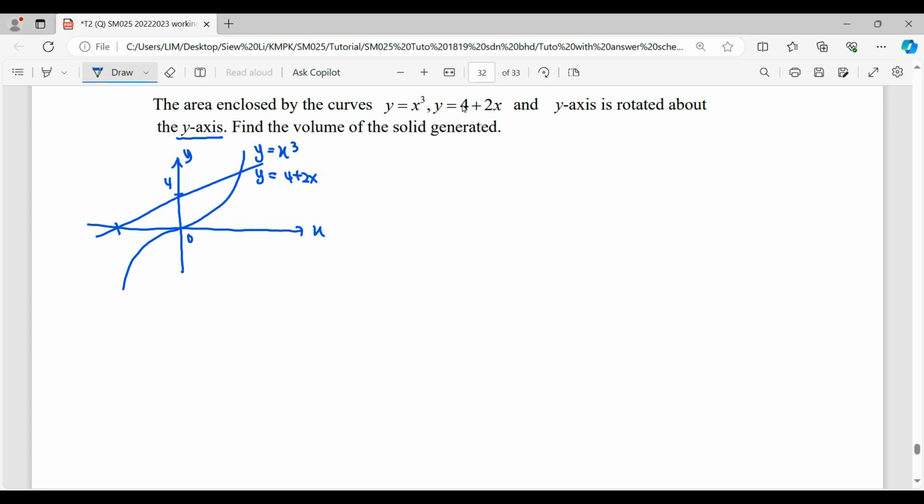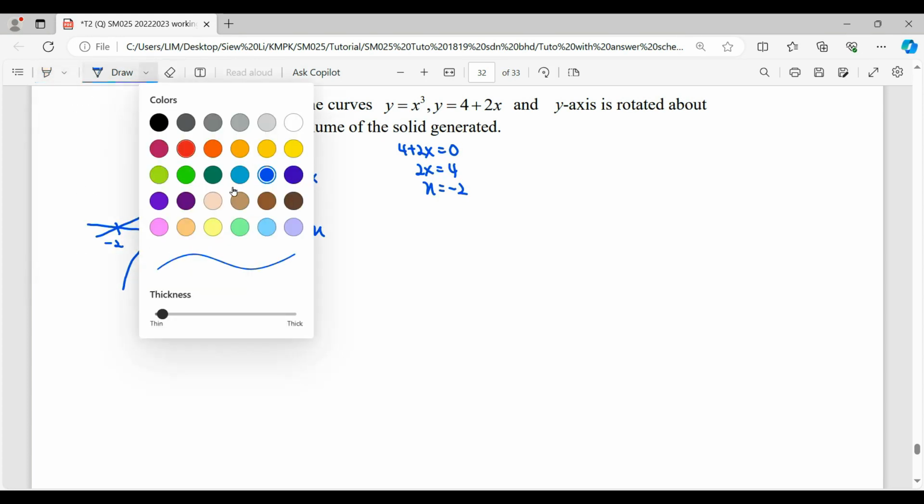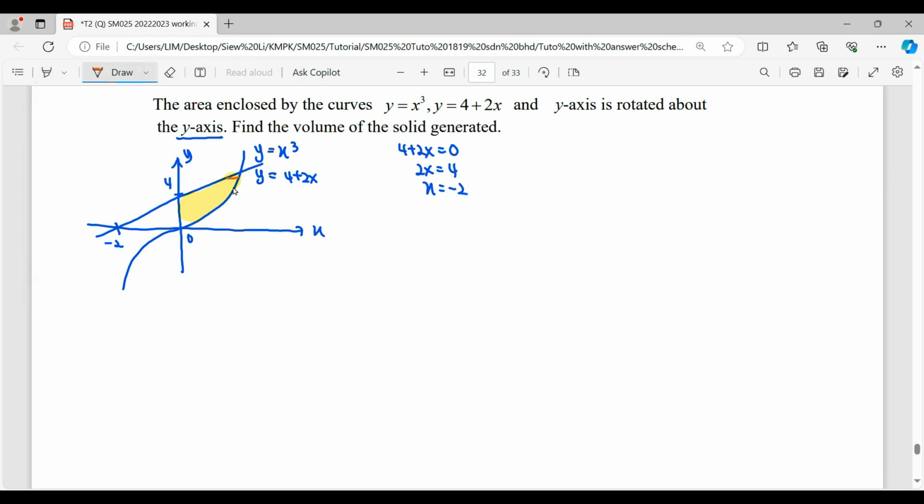So its x-intercept will be, let y equals 0, x equals -2. So the area enclosed by the cubic curve, the linear graph, and the y-axis is located here. Then we have to rotate it about the y-axis, meaning we have to look at it horizontally. So we drag it to the y-axis.